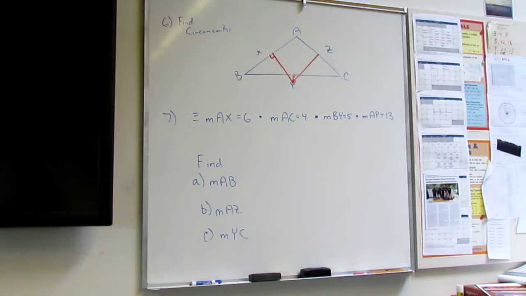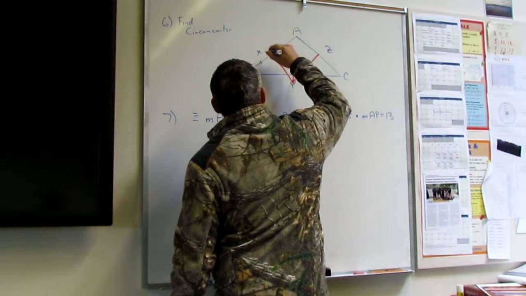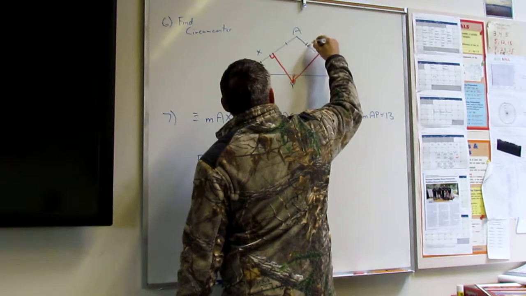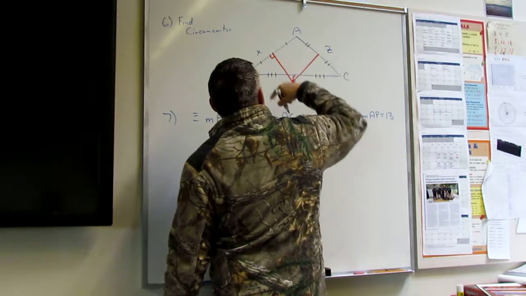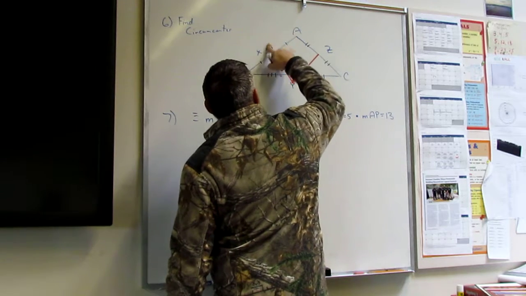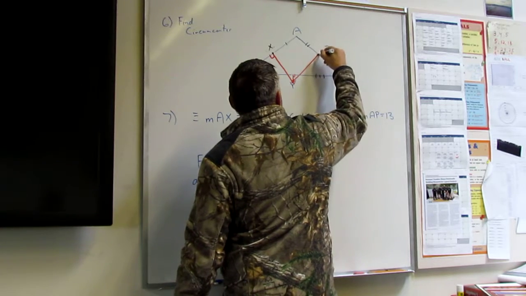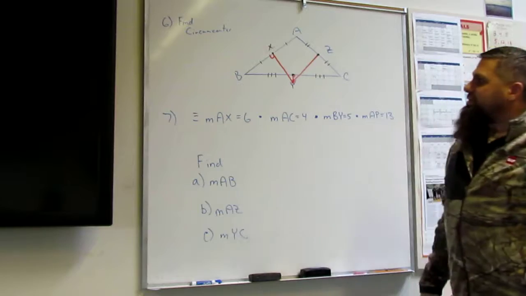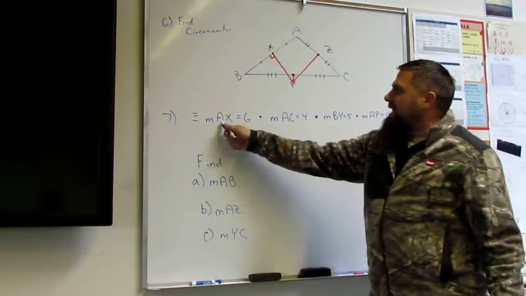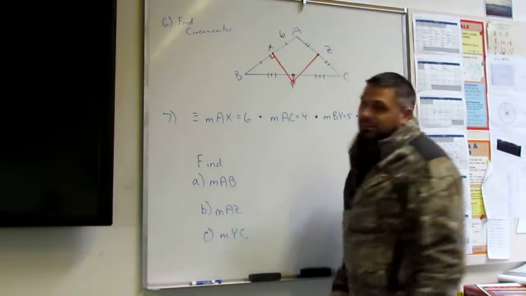Alright, so what this also does is it tells us that this side is congruent to this side, and this side is congruent to this side. So this is X right here. Okay? And then this is Z. And of course this is Y. Okay? And so when it tells us that AX is 6, it's telling us that this is 6.